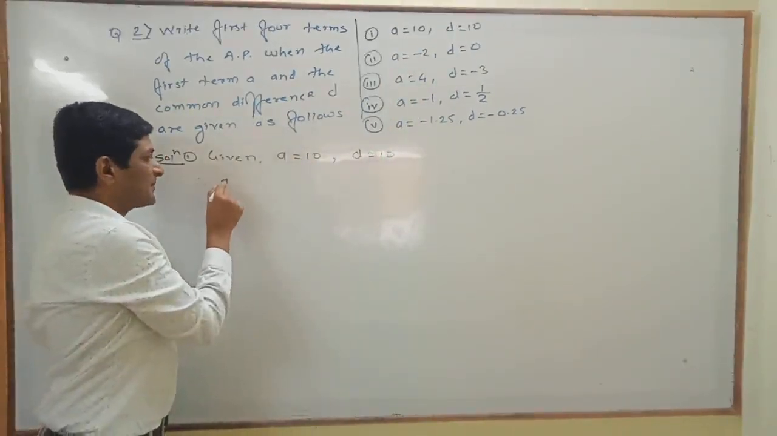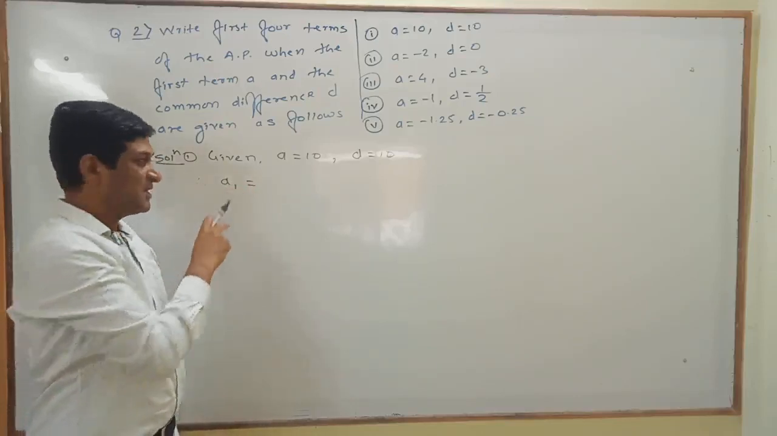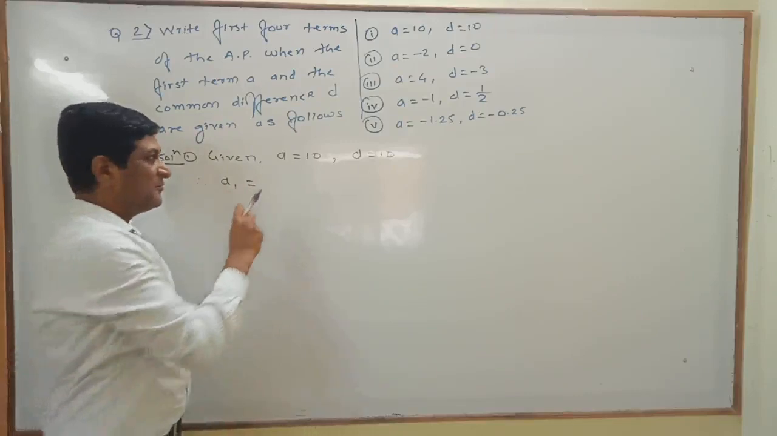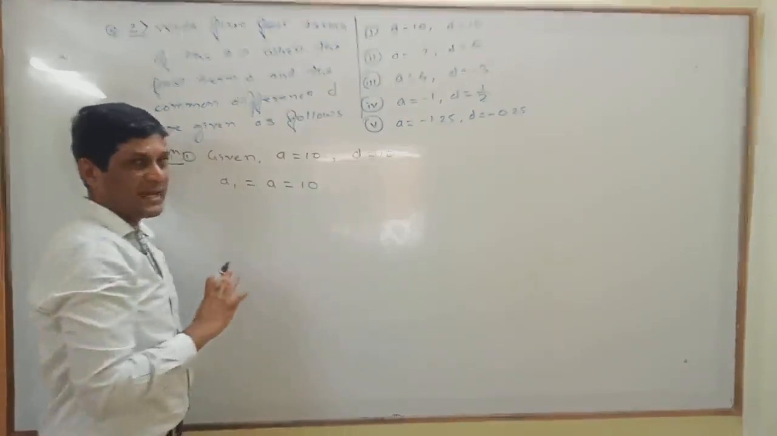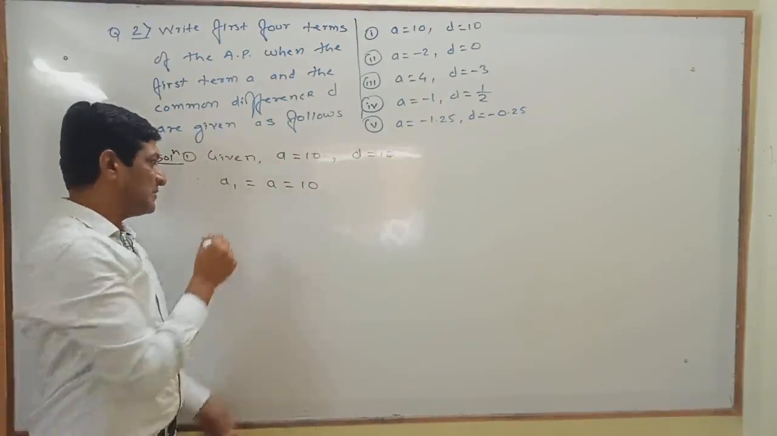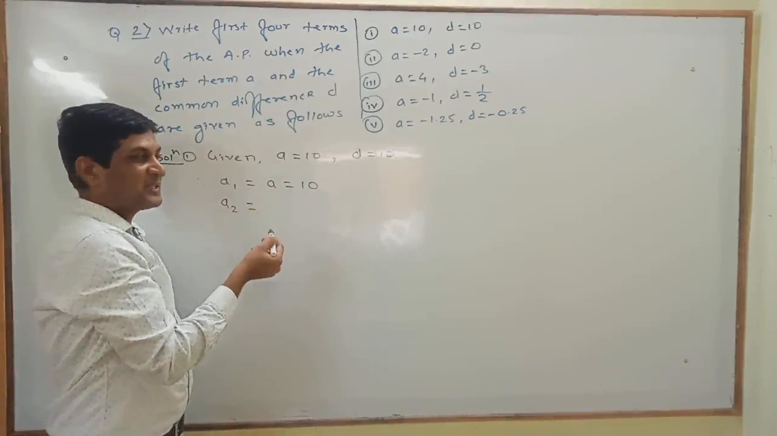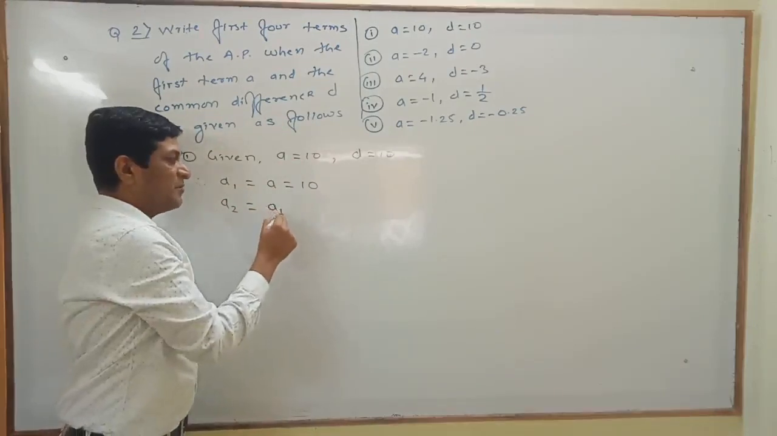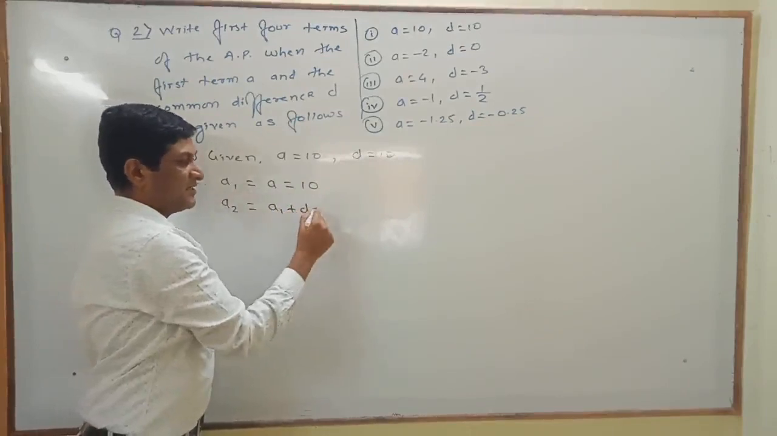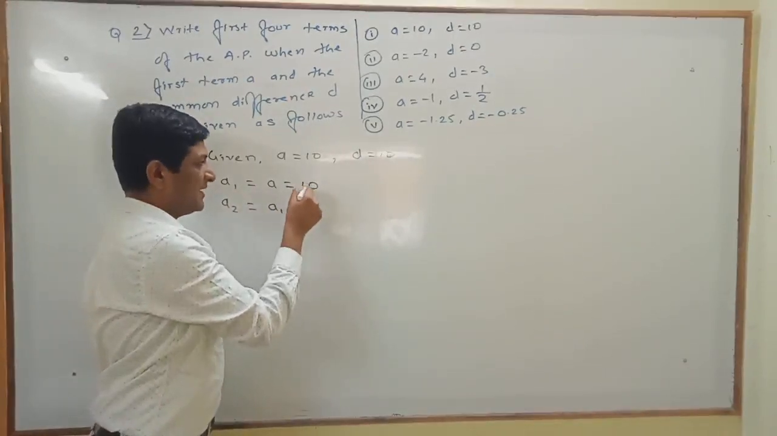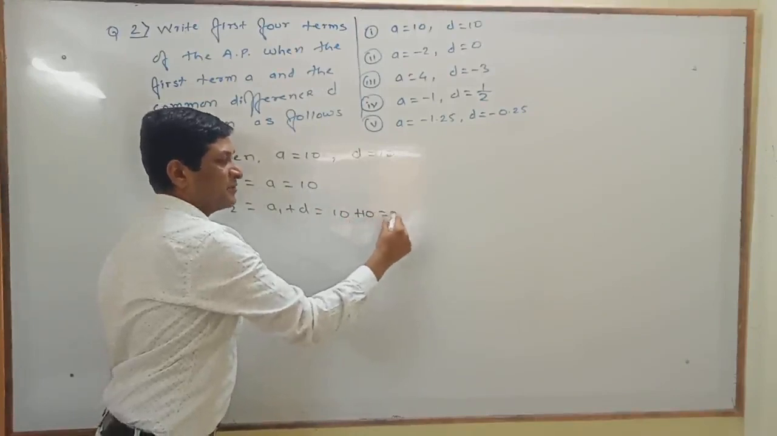Now what is the question? Find out the first 4 terms. So the first term is a1, which is already given to us. a1 is equal to a is equal to 10. Now let us try to find out the second term. We know that to find out the second term we have to add d. So a1 plus d gives us the second term. What is a1? a1 is equal to 10 and d is also equal to 10. So it will be equal to 20.